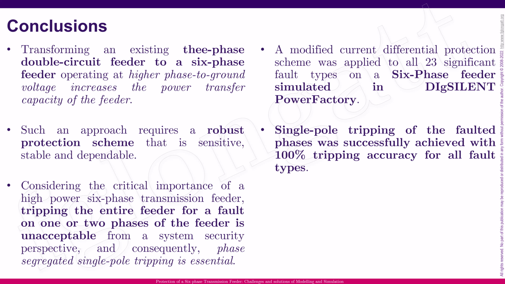And considering the importance of this 6-phase transmission feeder, we need to consider the single pole tripping. And we have implemented this inside the DIgSILENT PowerFactory, and we have demonstrated that for the 23 significant fault types, the relay was able to identify and trip correctly. As a consequence, we have demonstrated that the single pole tripping is possible for the 6-phase system, and we achieve 100% trip accuracy for all fault types.